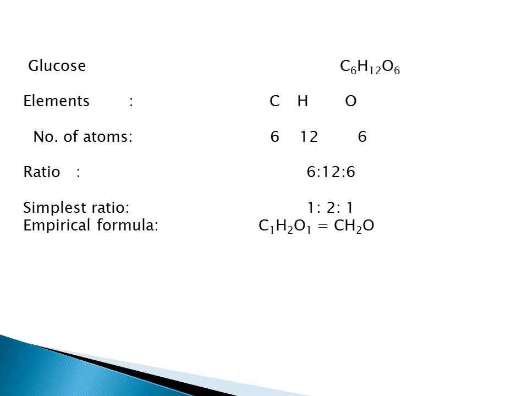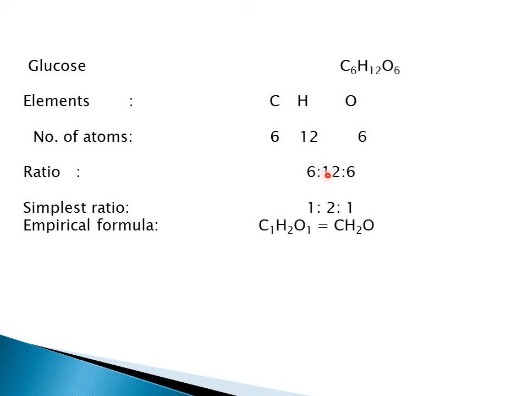We have another example, that is glucose. Let us see the molecular formula of glucose, C6H12O6. Now, we have to find the empirical formula of glucose from this molecular formula C6H12O6. I told you empirical formula is the simplest ratio. So, which are the elements present in glucose? We have carbon, hydrogen and oxygen. Number of atoms of each element: we have 6 carbon atoms, 12 hydrogen atoms and 6 oxygen atoms. Now let us see the ratio. What will be the ratio of atoms of carbon, hydrogen and oxygen?